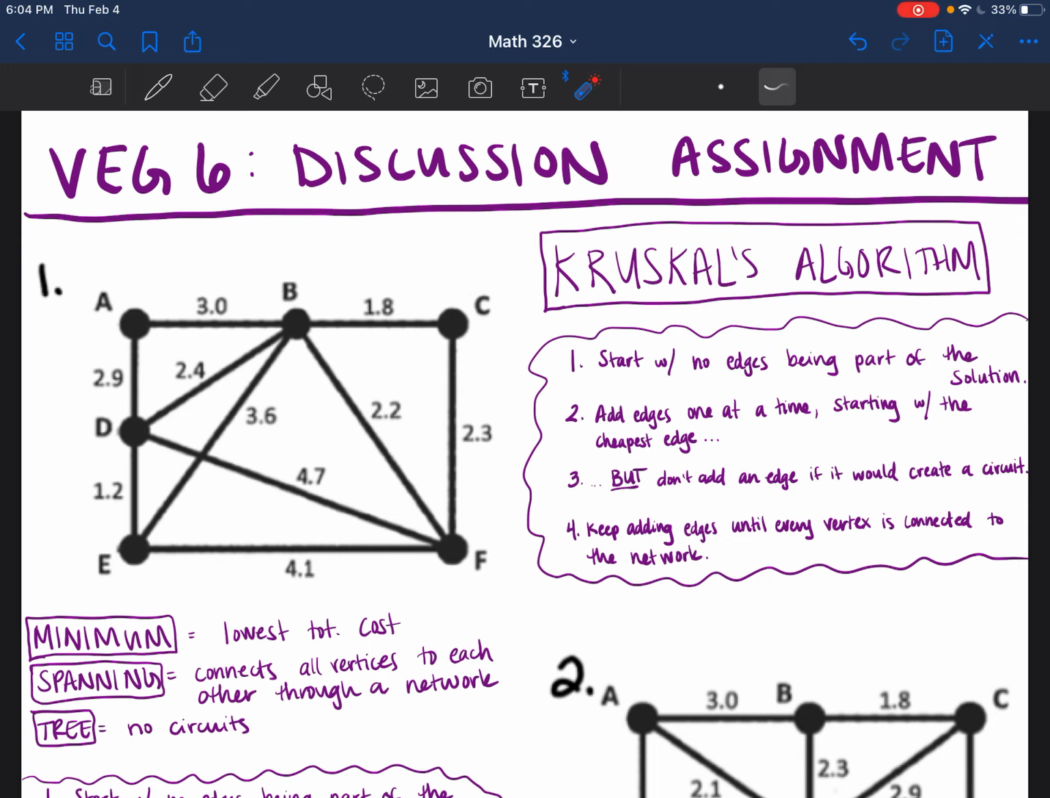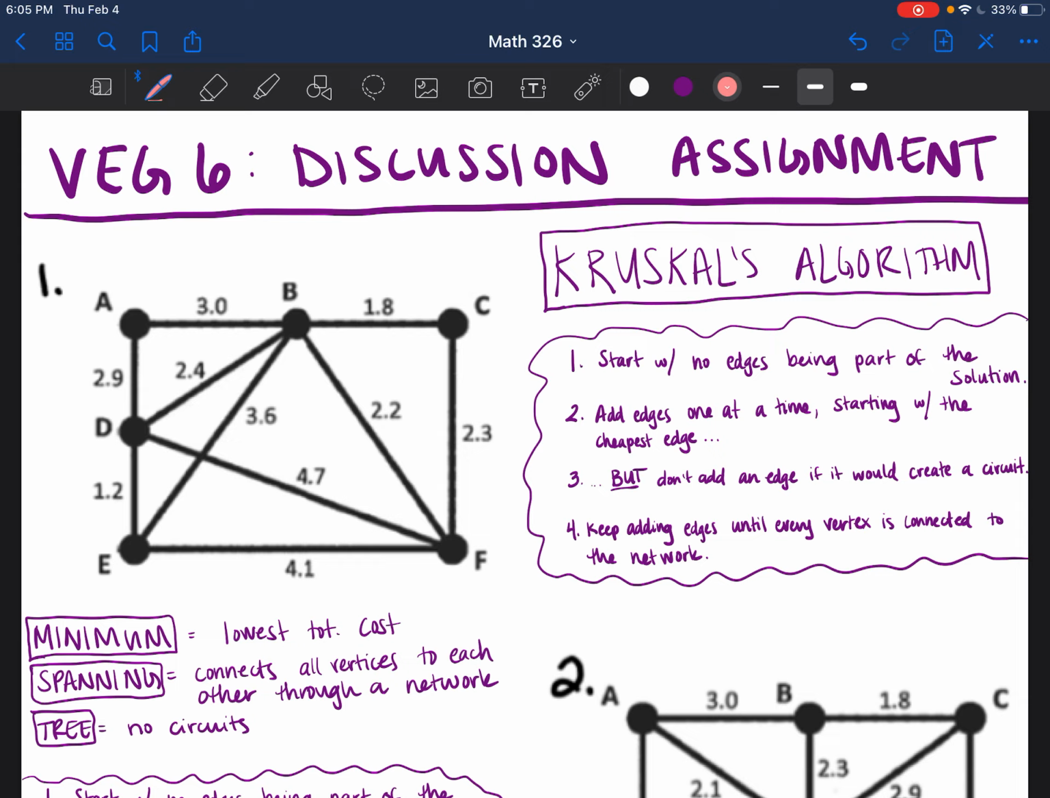So let's go ahead and start with graph number 1 and step number 1, which is start with no edges being a part of the solution. And we have already done that. We haven't drawn or done anything on our graph, so step 1 is good. For step 2, we are going to add edges one at a time, starting with the cheapest edge. So let's go ahead and look for the cheapest edge on our graph.